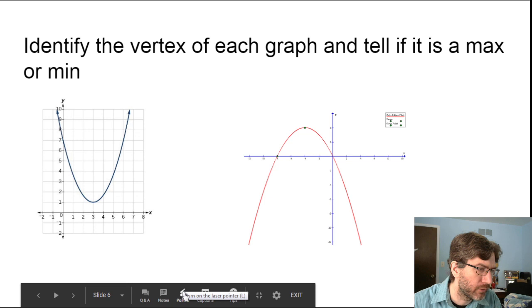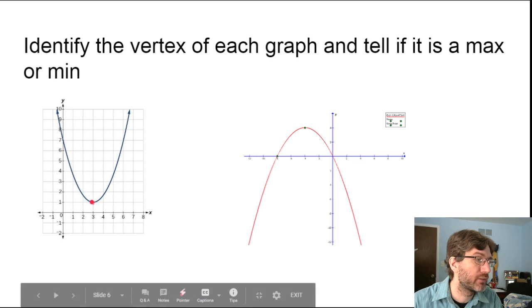I might be able to draw on this, can I? I think that's just a pointer. I think it's just a pointer. But your vertex is here.